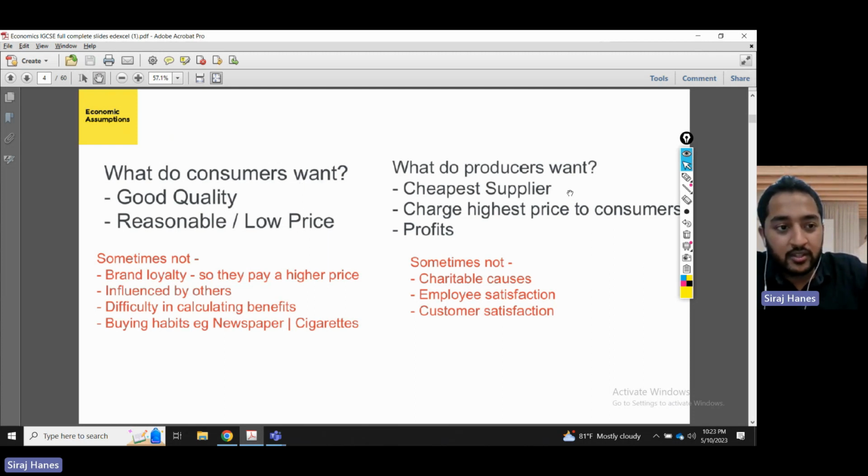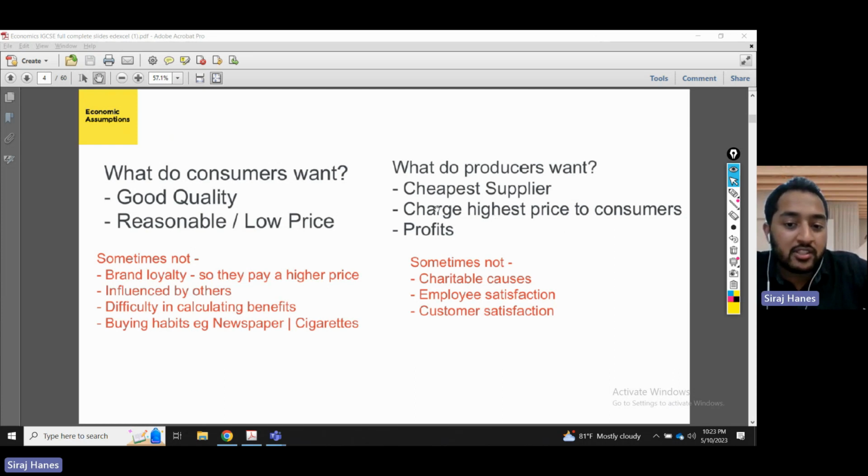What do producers want? They want the cheapest supplier, or they want to charge the highest price from consumers, or they want higher profits. Now, these are obvious things, what producers want and what consumers want. But are there times where they do not want this good quality and reasonable low prices? Yes, there are times. Some of you are brand loyal. How many of you are brand loyal? You buy something knowing that you can get something cheaper outside, yet you buy this because it's my favorite brand. So you decide to pay a higher price. You're a little irrational then because you could have gotten it cheaper.